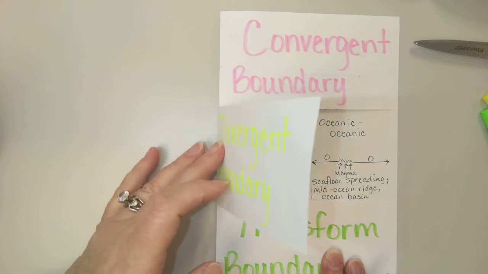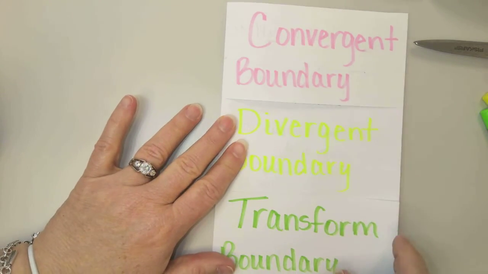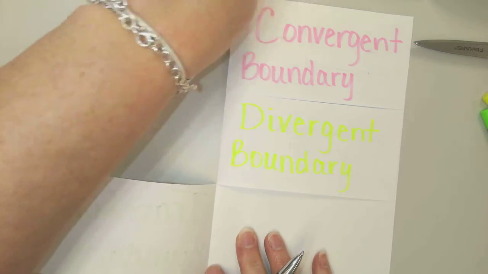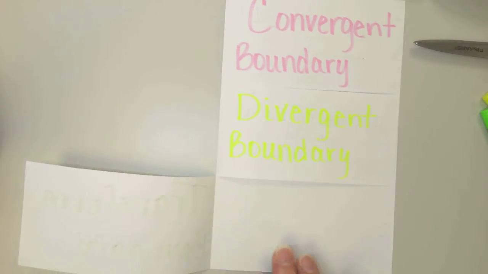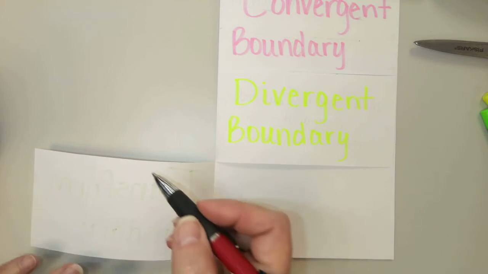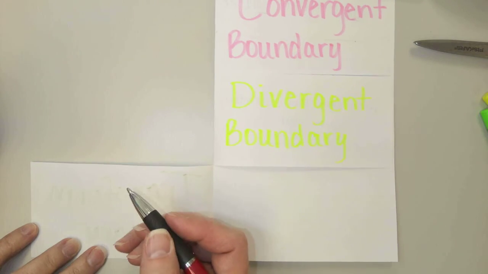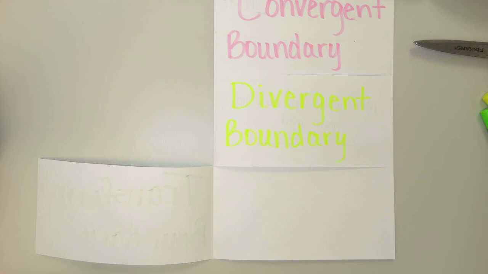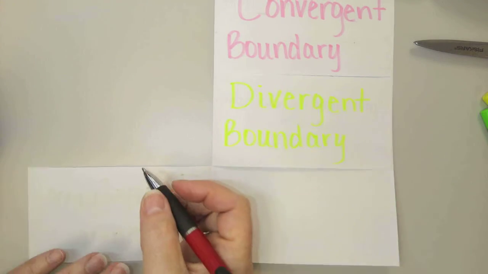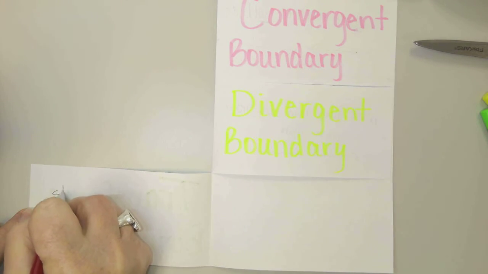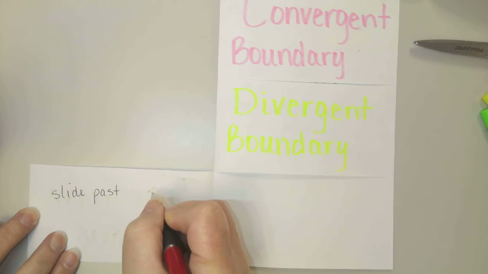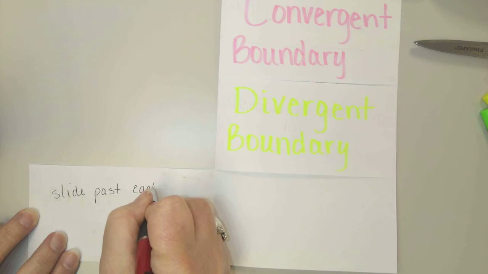So if you will, go ahead and shut that window, and we'll open up the transform boundary now. We'll go ahead and open up the transform boundary, which is our last type of boundary we're going to talk about today. Now, the transform boundaries are where two plates are not colliding and they're not pulling apart. They're actually sliding past one another. So we're going to go ahead and say slide past each other.